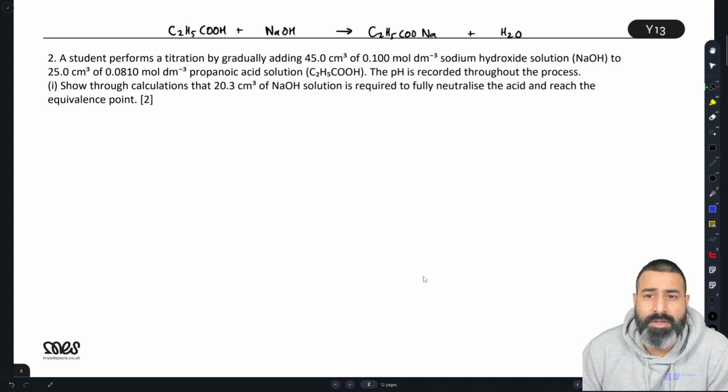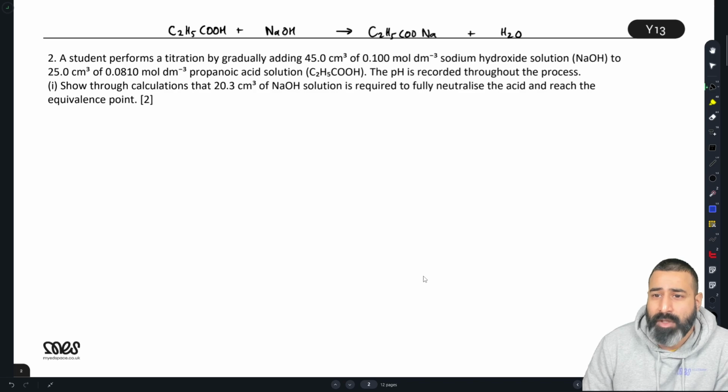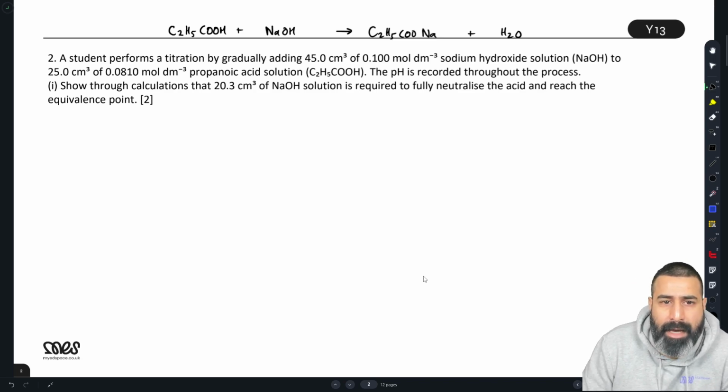So let's have a look where we go next. We know the concentration and volume of the propanoic acid, and it tells us we're tracking the pH throughout the process. Show through calculations that we need that volume of sodium hydroxide to fully neutralize the acid and reach the equivalence point. If in doubt, work in moles. In fact, I'm not in doubt, but I'm going to work in moles. So, where do we start? Let's have a look.